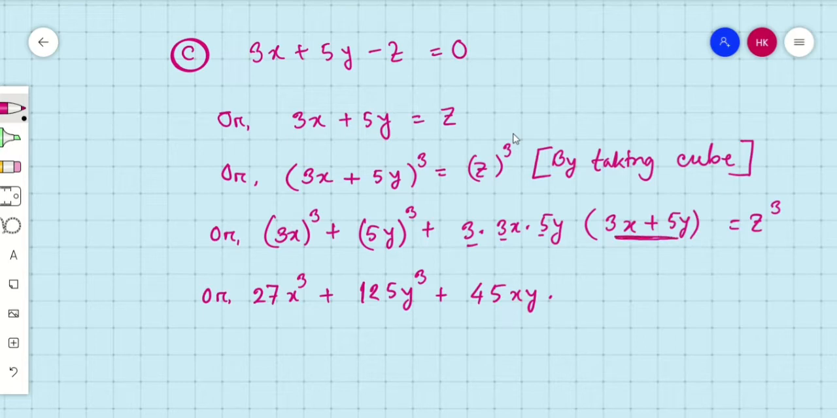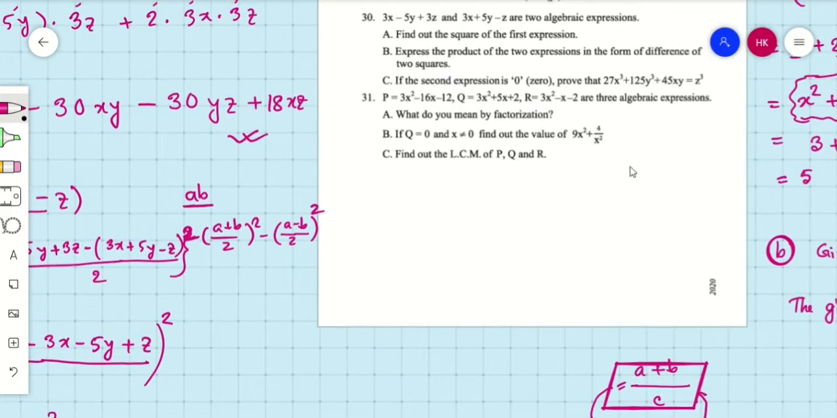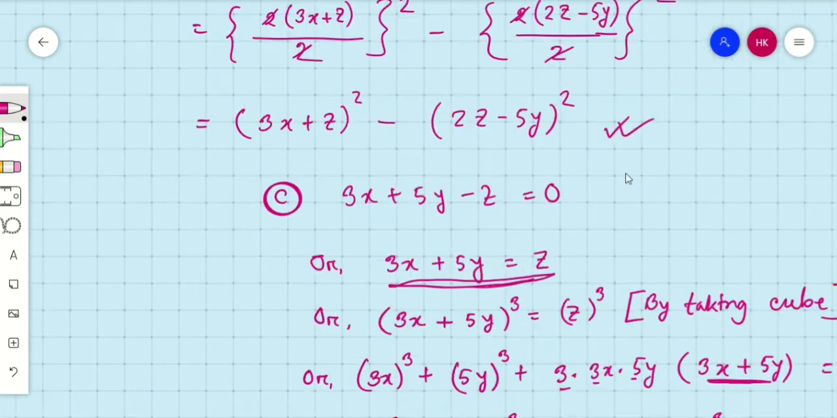plus 5y, this means z, right? From the second line, 3x plus 5y is equal to z, so we can put the value of z here, equal to z cube. I hope we are in the form of our proof, because we need to prove 27x cube plus 125y cube plus 45xy is equal to z cube. So here is our answer.